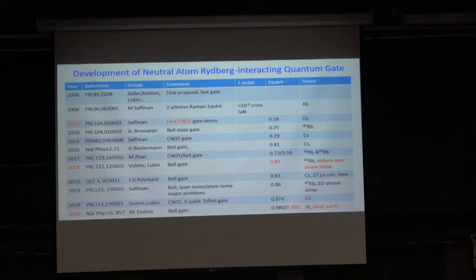And the important development is this: around 2000, Manuel Endres' group, actually he was in Lukin's group, then moved to Caltech. Then he used an alkaline earth atom, strontium, which allowed easier laser cooling to very cold temperatures, and because it's hyperfine, the nuclear spin is 0, so its energy level is really simple. So it's easy to prepare an atom in a single Zeeman state. So they can obtain a fidelity up to 0.99.